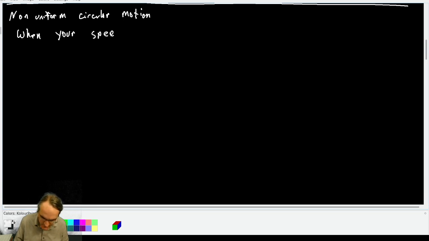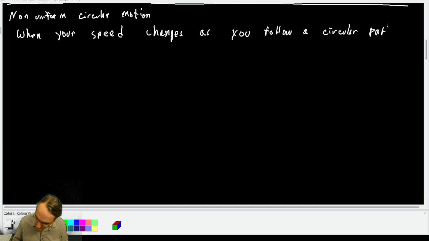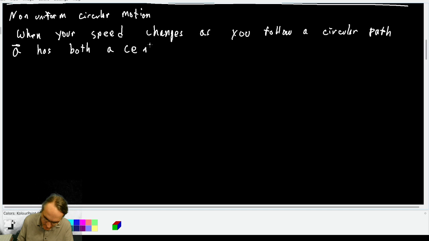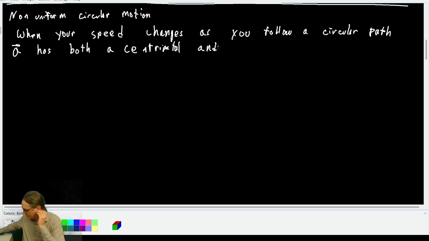Non-uniform circular motion is what happens when your speed changes as you follow a circular path. Okay, that means our acceleration has both a centripetal component, and I'm thinking circumferential, but I know that's not the right one, radial and tangential.